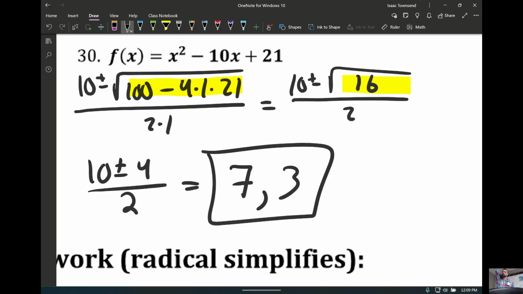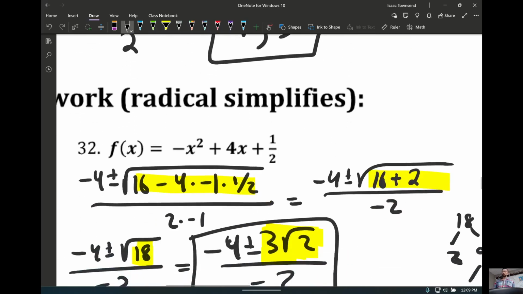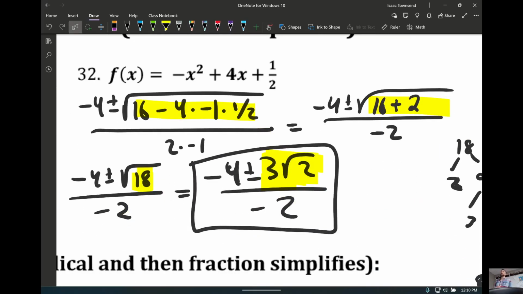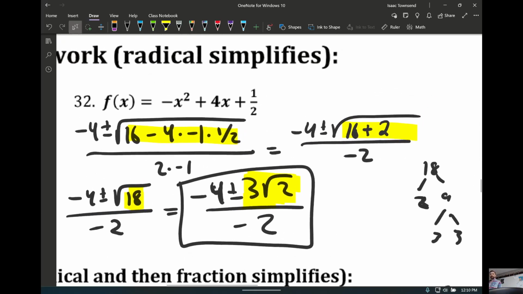Everybody okay with all this part of number 30 before I move it up? Okay, then 32, the discriminant was 18, and that's the only reason it's a little more work. 18 simplifies to 3 square roots of 2. So your two answers were -4 plus 3 square root of 2 over -2, and -4 minus 3 square root of 2 over -2. Now notice, this one does not reduce more, even though you should have thought about it.